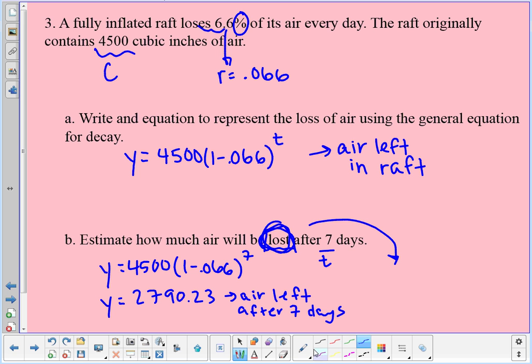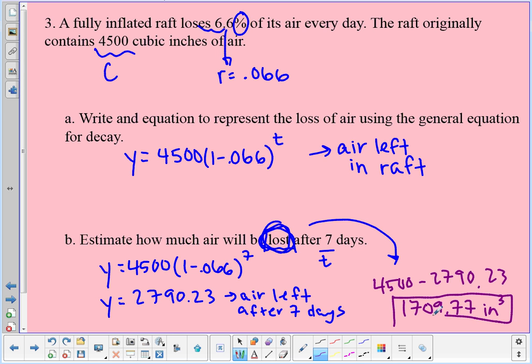So that tells me I need to take the 4,500 and subtract the air that's left, 2,790.23. So 4,500 minus 2,790.23 gave me 1,709.77. And this is in cubic inches, so inches cubed, that's how much air was lost from the raft.